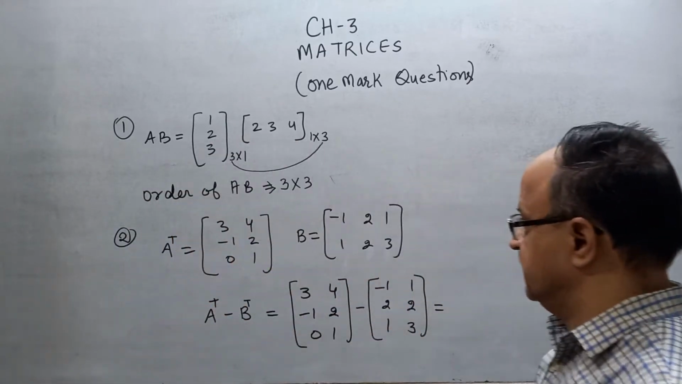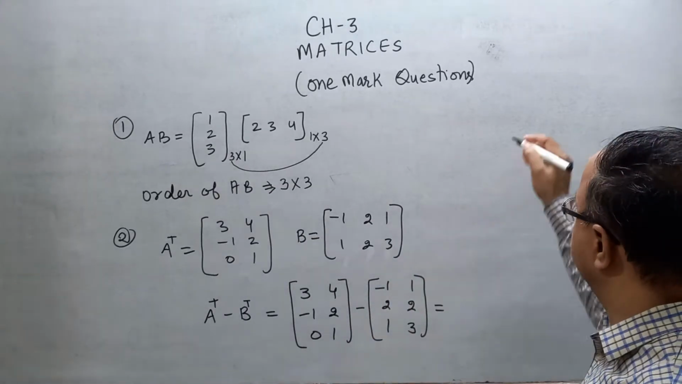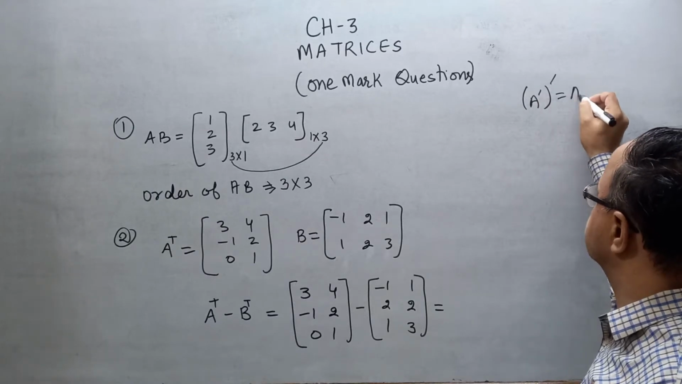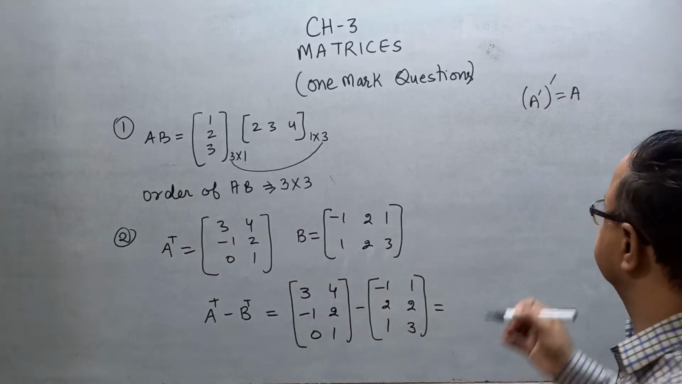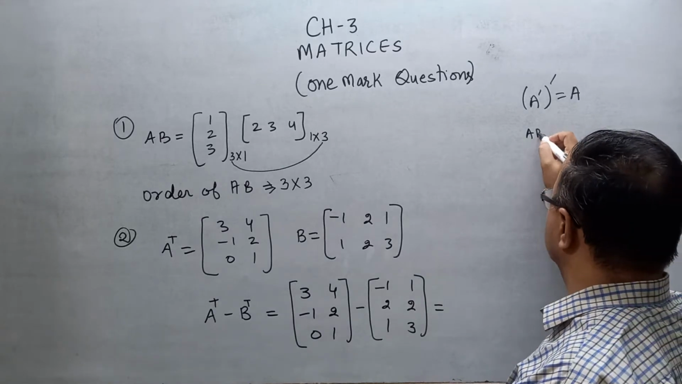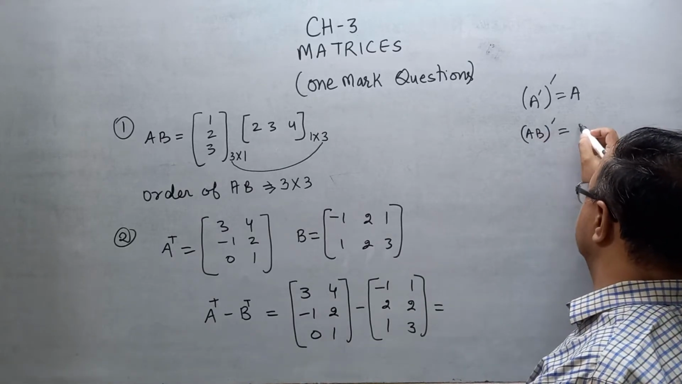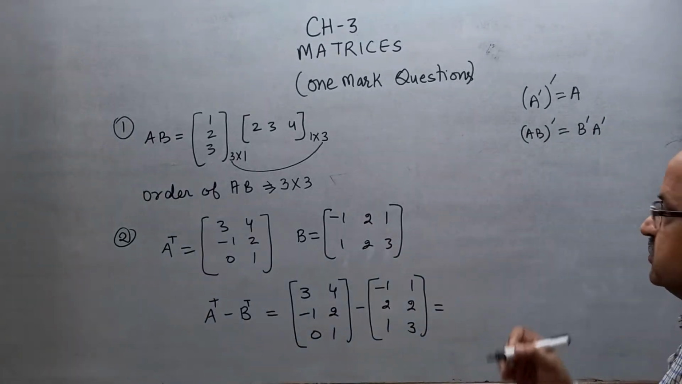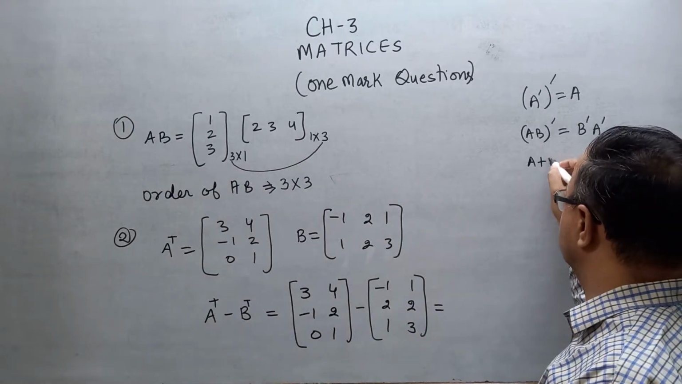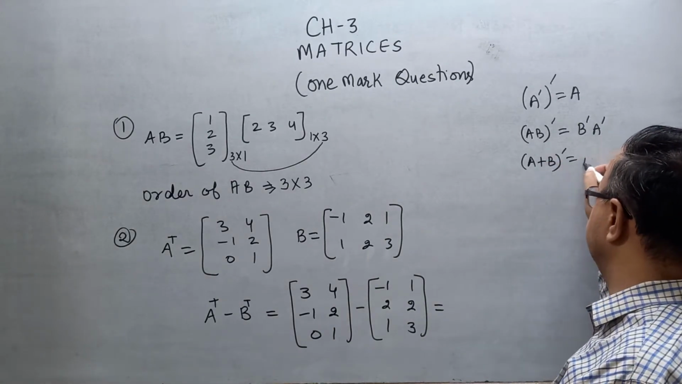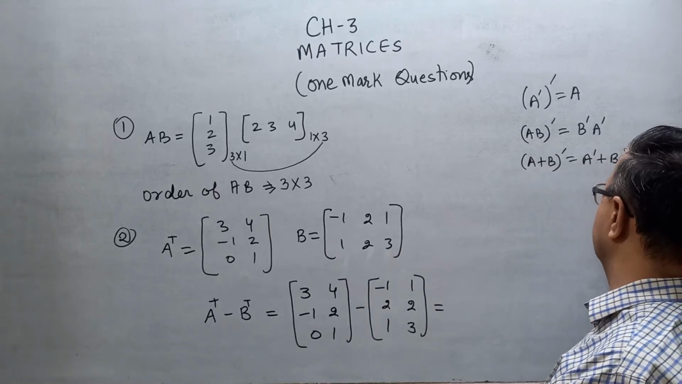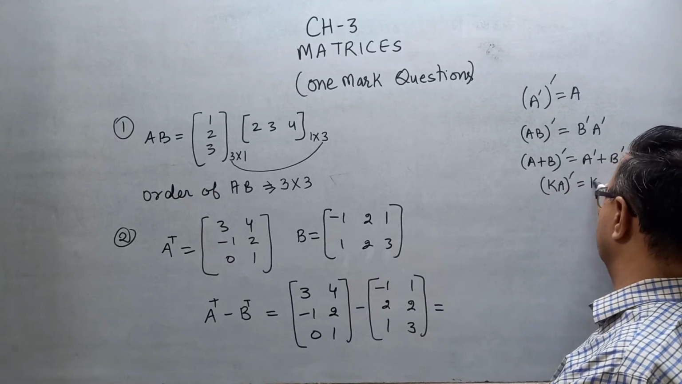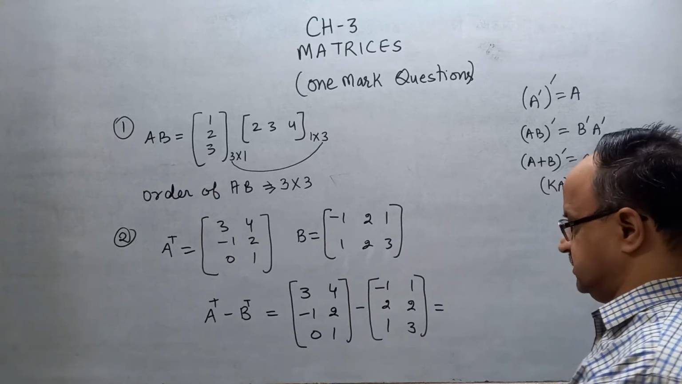You already know the properties of transpose. A transpose, whole transpose, that is A. Correct? And you know very well this property: AB whole transpose is equal to B transpose A transpose. This is the reversal law of transpose. Clear? Or A plus B whole transpose, that is A transpose plus B transpose, and kA whole transpose, that is k into A transpose.